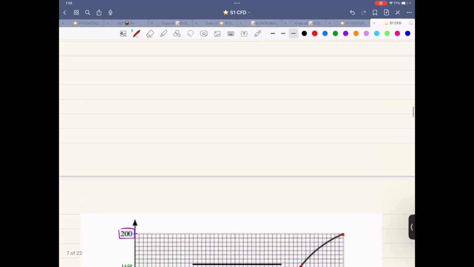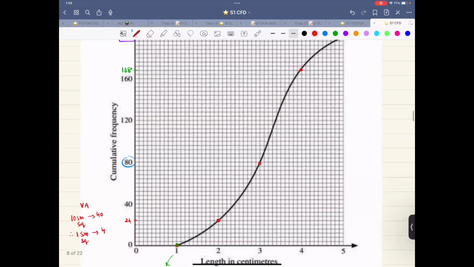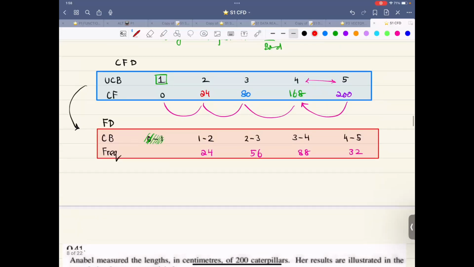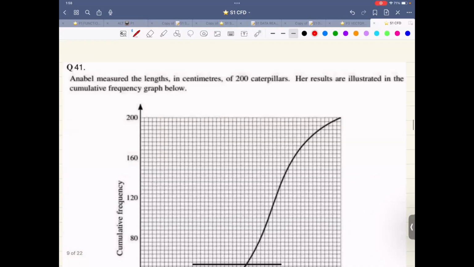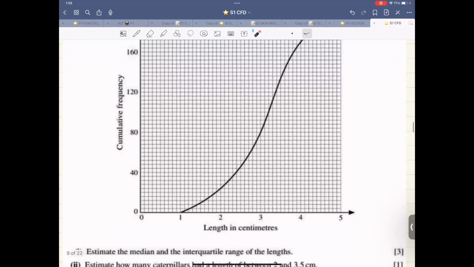And I think I forgot to do the correction over here. No, I think I used it in that particular thing for the previous example. From here, the question starts. It says, Annabelle measured the lengths in centimeters of 200 caterpillars. So this was the insect question. Now this is with wordings. Her results are illustrated in the CF graph below.